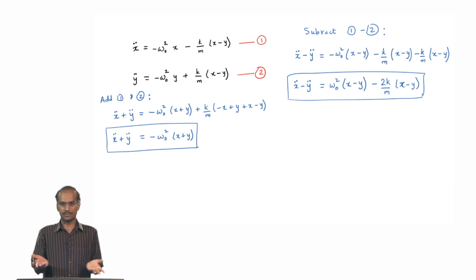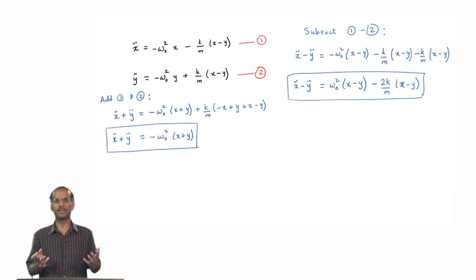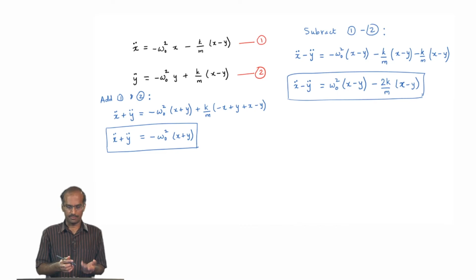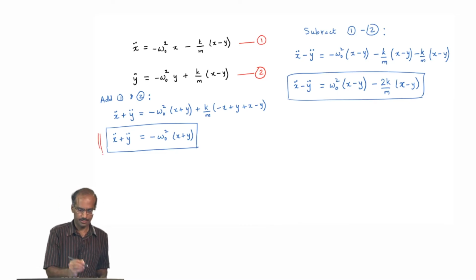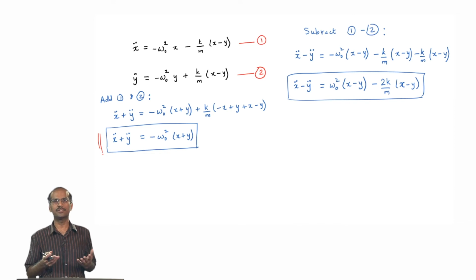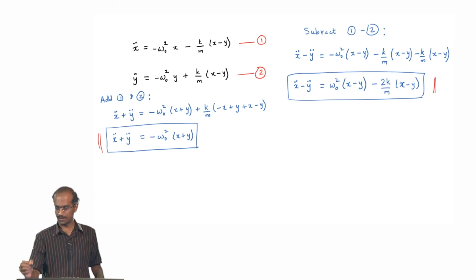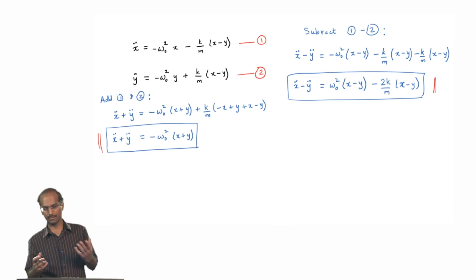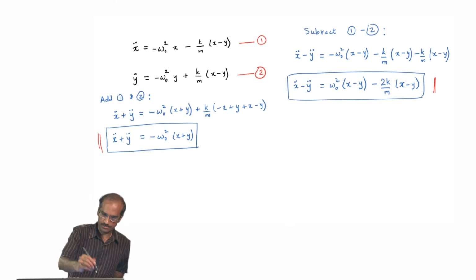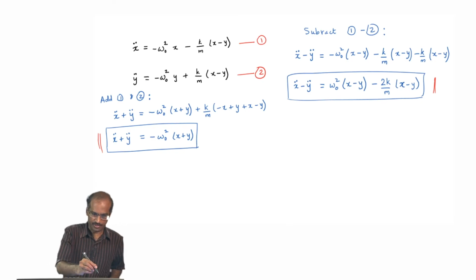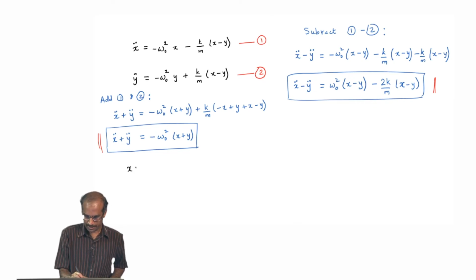Now, if you look at the structure of these two equations, it will be clear what we will do next. In the first equation, the variable always comes as x plus y or x double dot plus y double dot, and in the second equation it always comes as x minus y or x double dot minus y double dot. So, I can in fact invent a new variable, for example x plus y, let me call it u.